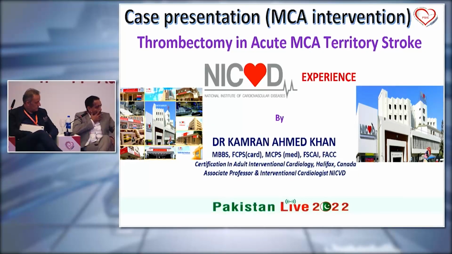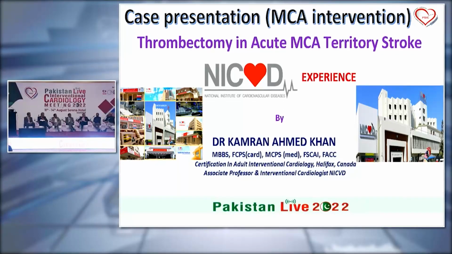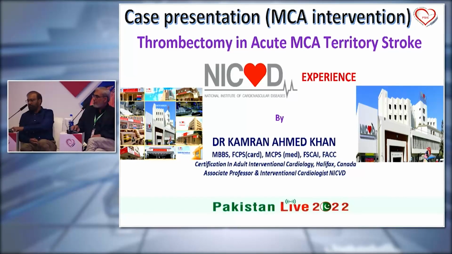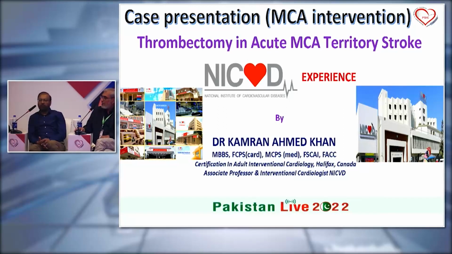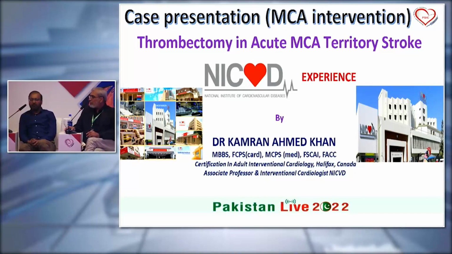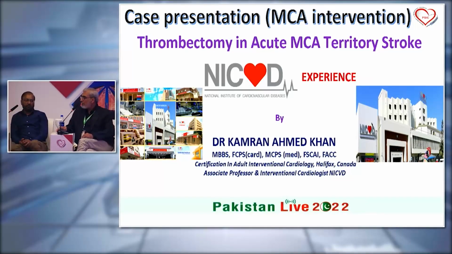Are the other interventional radiologists doing stroke intervention in Pakistan or in Karachi? Do you know, Irfan? Any interventional radiologist in Karachi or anywhere else? There's no one well trained in ischemic stroke intervention, otherwise there's no one. So the RIC, the NICVD, and TABA, I think these three institutes are doing stroke intervention most commonly.